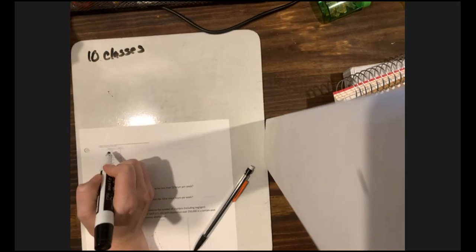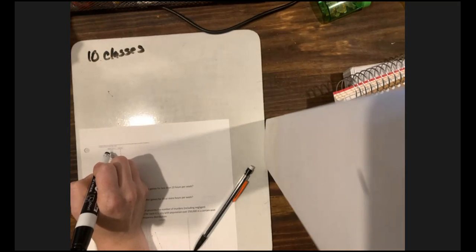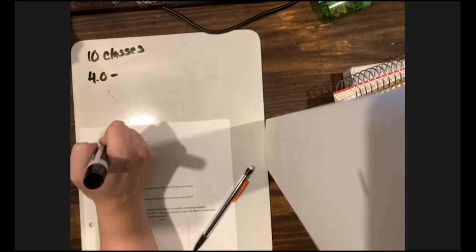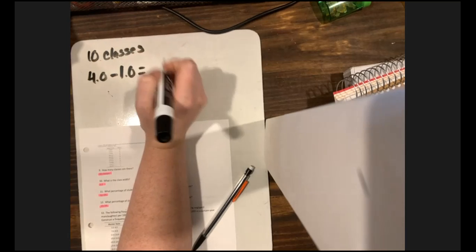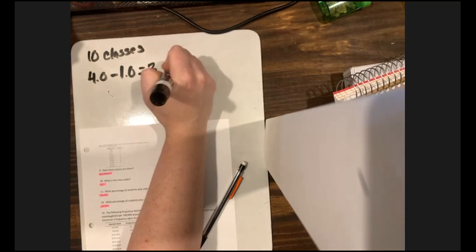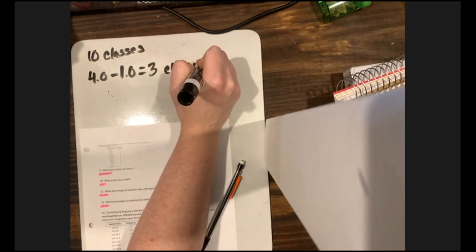We're going to look now with this one. We're going to grab that second lower limit, which is 4, and I'm going to subtract the first lower limit. Okay, and so that's going to give me 3. So that's my class width.